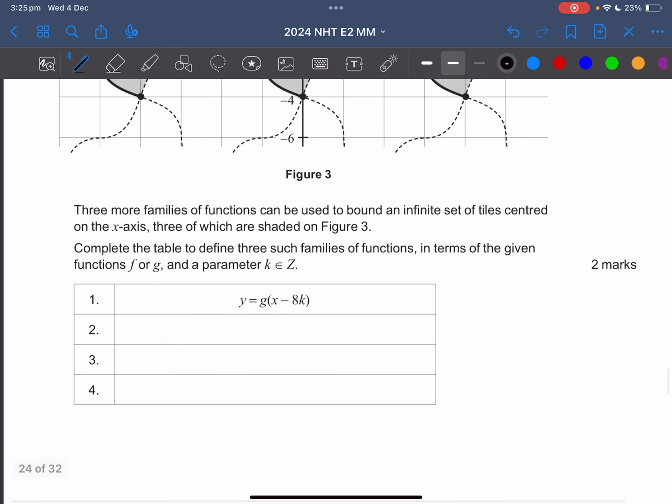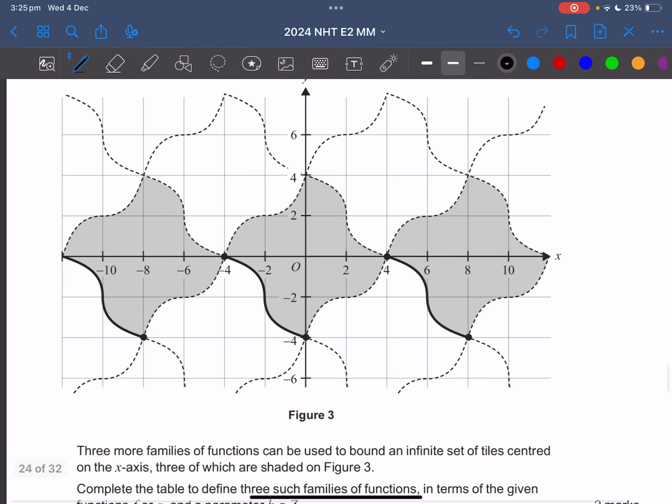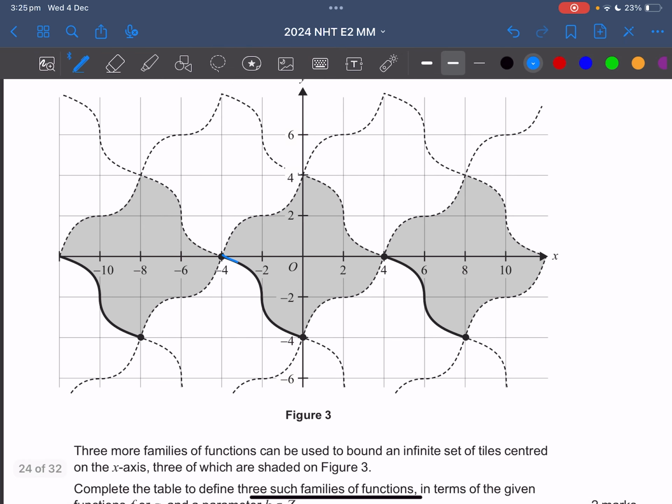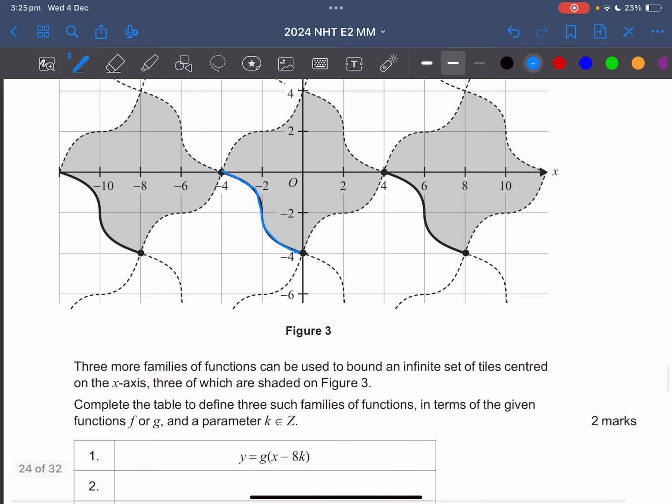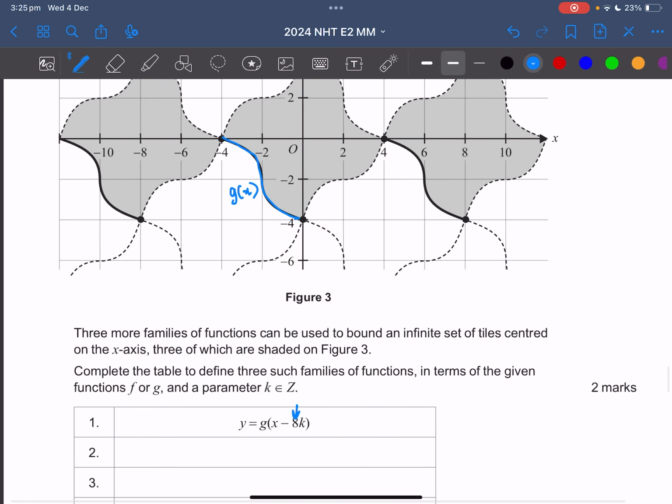Complete the table to define 3 such family functions in terms of the given functions f or g and find parameter k belongs to z. Okay, so what they have given us basically is this is our g of x, if you remember, and they have given us this.